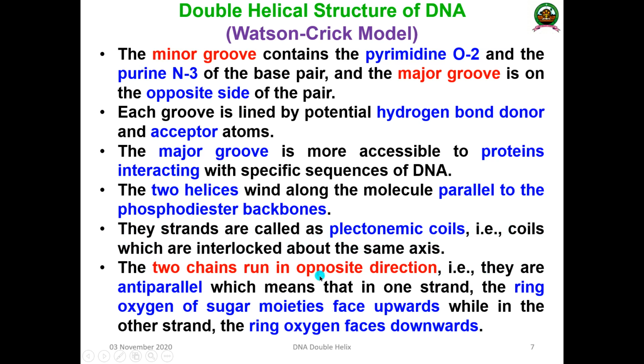The 2 chains run in opposite direction. This is very, very important. There are 2 chains, one is oriented in the 3 dash to 5 dash direction, and another one is oriented in the 5 dash to 3 dash direction. Okay, they are anti-parallel, which means that in one strand, the ring oxygen of the sugar moiety faces upward, while in the other strand, the ring oxygen faces downwards.